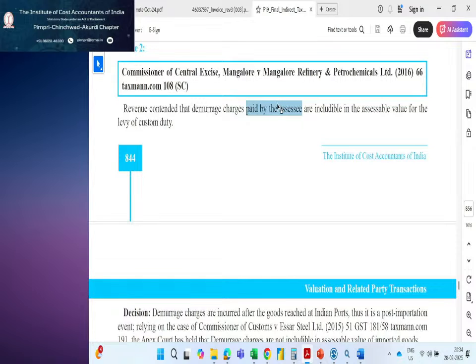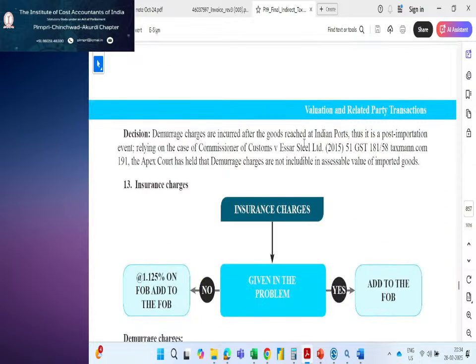The question here is whether the demurrage charges paid by the assessee are includable in the assessable value. The shipment has been held and I am paying demurrage, which is like a fine or penalty. So that has been included in the assessable value; is it right, or should it not be chargeable? The demurrage charges are incurred after the goods reached the Indian port, so it is a post importation event.